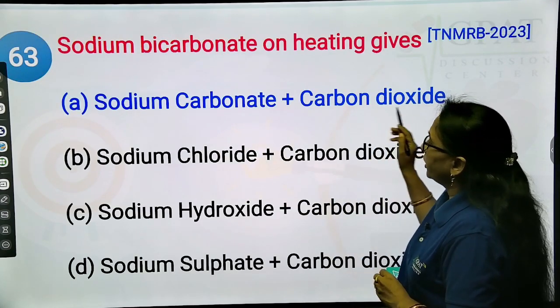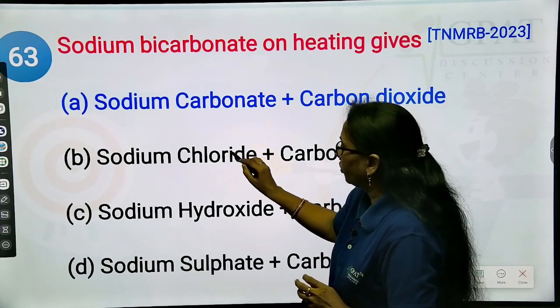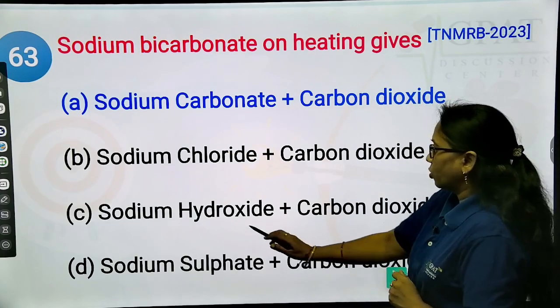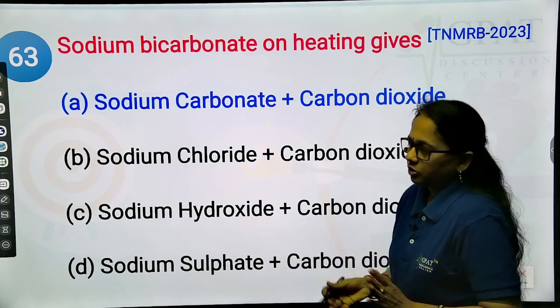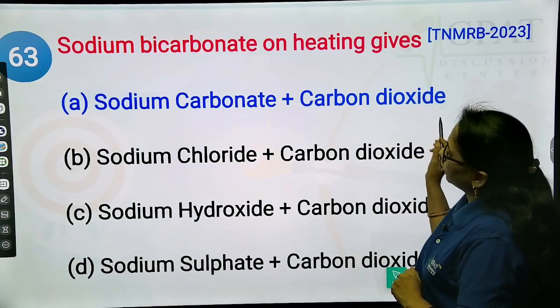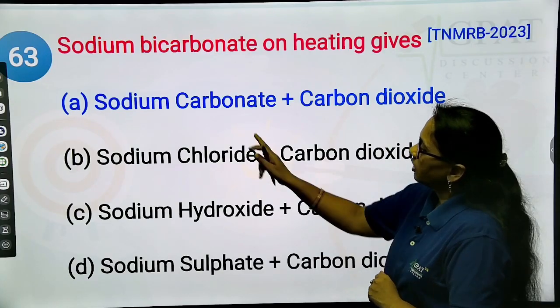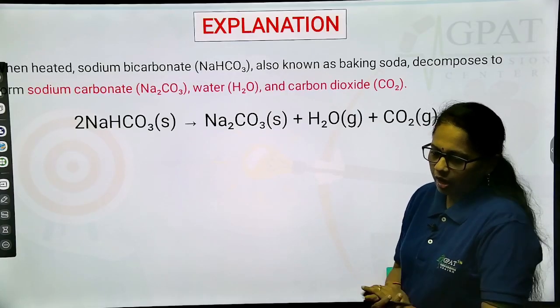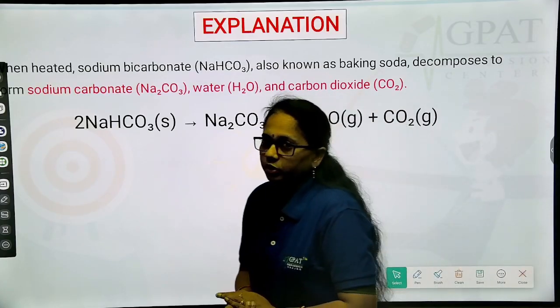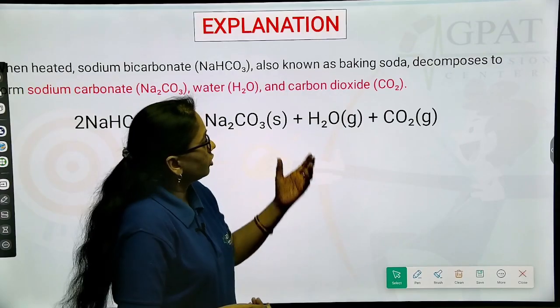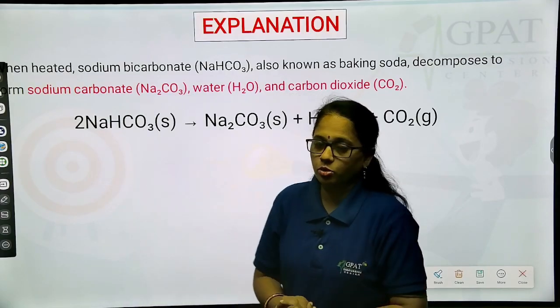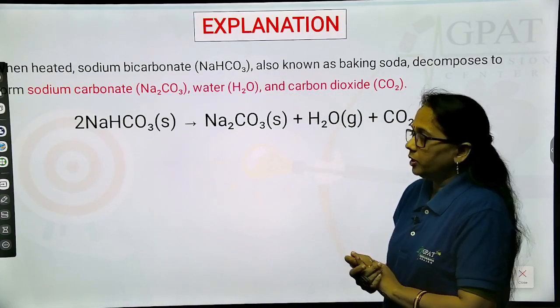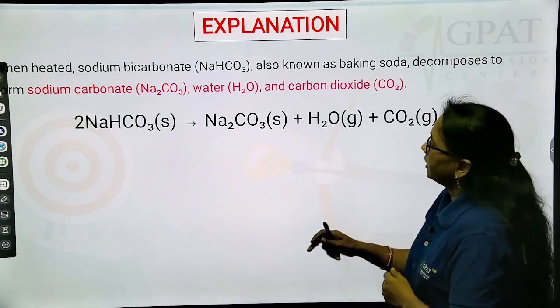Sodium carbonate plus carbon dioxide is the answer. Sodium chloride, sodium hydroxide and sodium sulphate have no chance of forming. Carbon dioxide will anyhow be released, and the solid product is sodium carbonate. We know that sodium bicarbonate is also called baking soda, which is used in many preparations of confectionery materials.